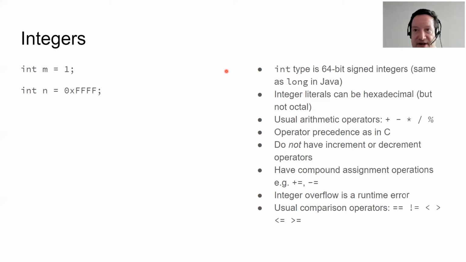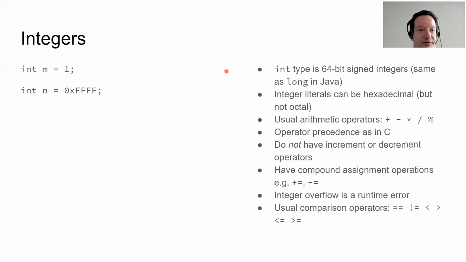We have the usual arithmetic operations, same as C. Operator precedence exactly as in C, which is the same as Java, which is the same as JavaScript, all the same. We don't have increment and decrement, so we don't have double plus, double minus. We do have compound assignment. And one thing where we are different from quite a lot of languages is that overflow is an error. Overflow will result in a runtime error. So we don't just wrap around and give you the wrong result.